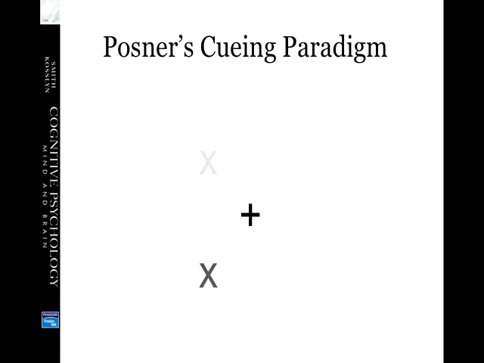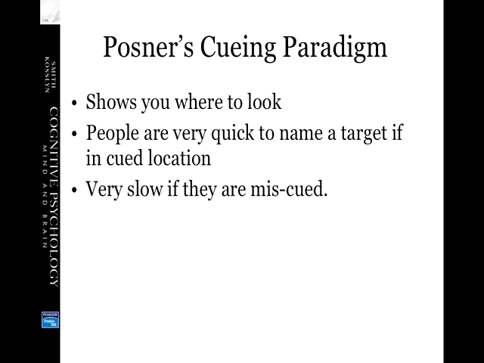Sometimes, though, the target's in another place. That's controlled attention because I have to pick up my attention and move it. Sort of like a spotlight. So there's a little bit of spotlight theory where your attention sort of moves slowly like a spotlight or a lighthouse. So what happens in Posner's task is it shows you where to look. Sometimes that's valid, sometimes it's not. People are very quick to name a target if it's in a valid location, which is in the cued location. That's automatic attention or exogenous attention. We're very slow to find it if we're miscued. That's endogenous attention because it's controlled. We have to move our attention to the new place.